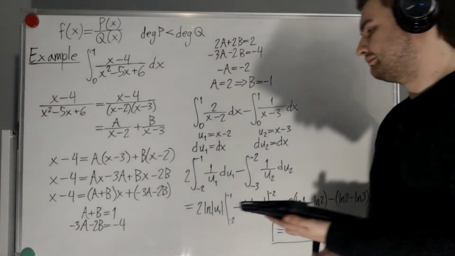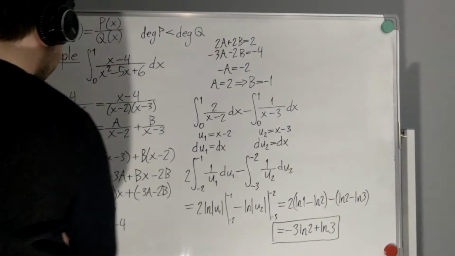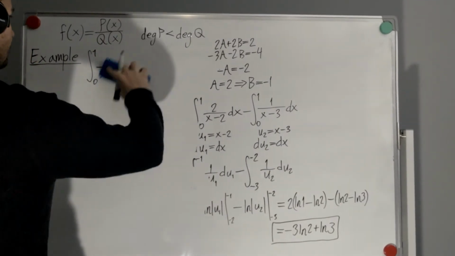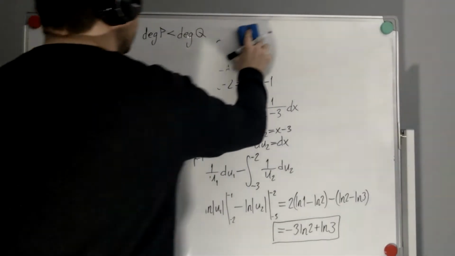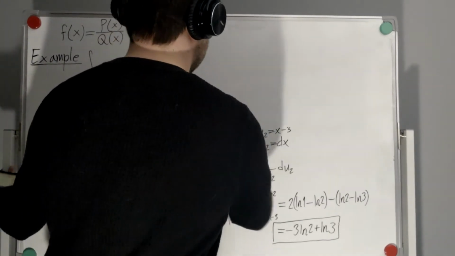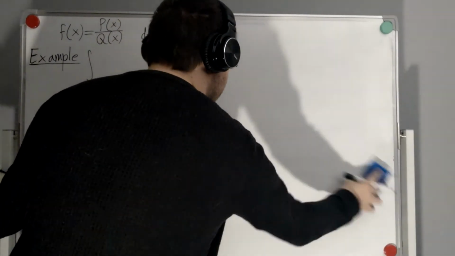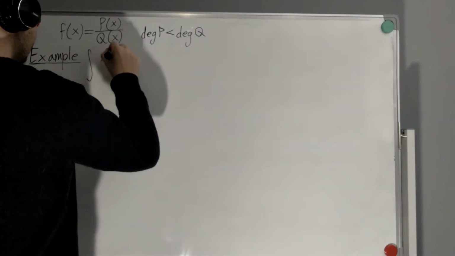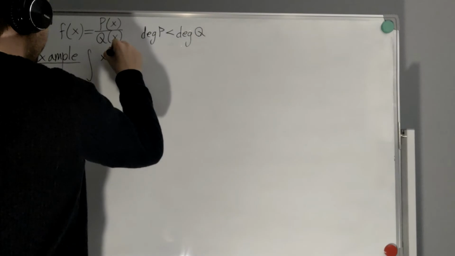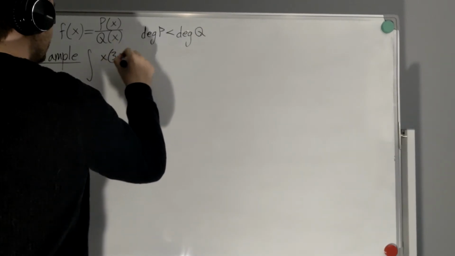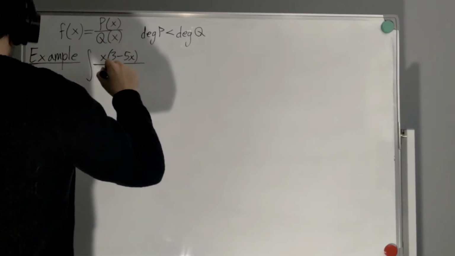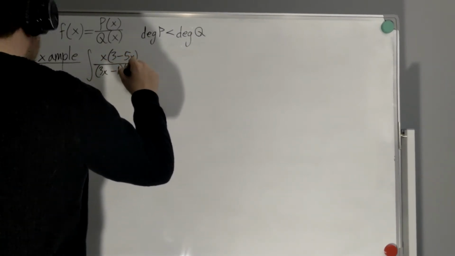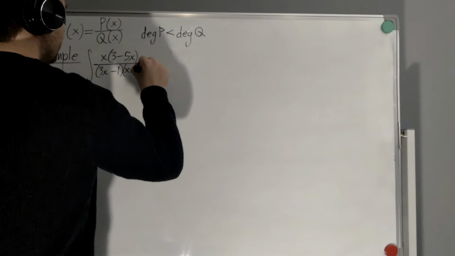Let's try another one. So the next one is going to be an integral of x times 3 minus 5x divided by 3x minus 1 times x minus 1 squared dx.